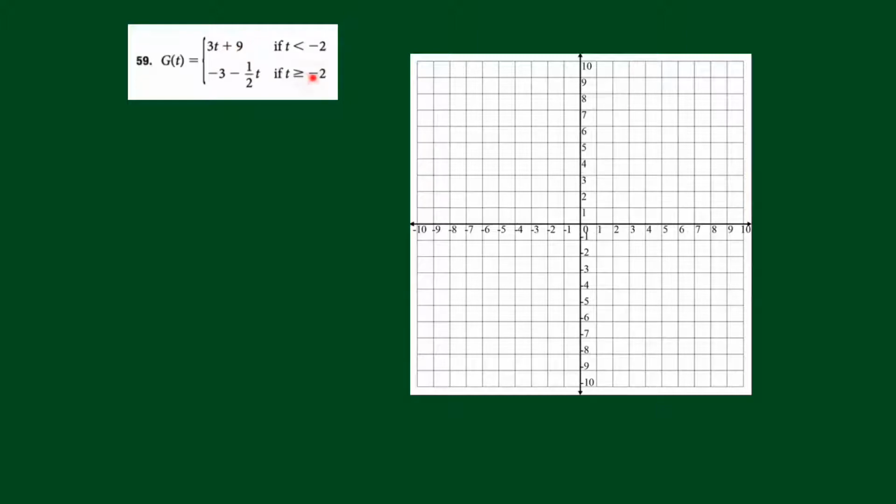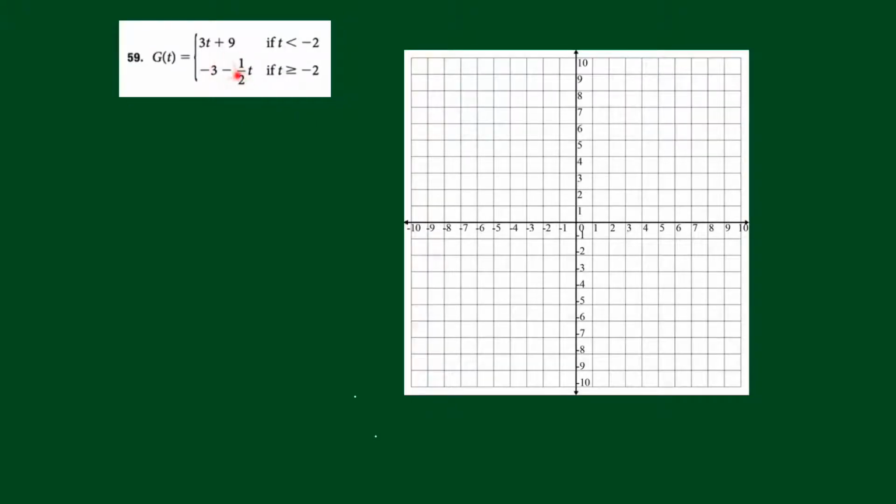But then when we get to negative 2 itself and to the right of negative 2, we get the graph of this line. I'm going to start with this one here, just because it goes in the positive direction. So if I'm at negative 2 or more, we're graphing this line. Now look, the equation is y equals negative 3 minus 1/2 t, but really I could think of it as negative 1/2 t minus 3. There's the slope, and here is the y-intercept. So I have a slope of negative 1/2 and a y-intercept of negative 3. So I know the line crosses at negative 3.